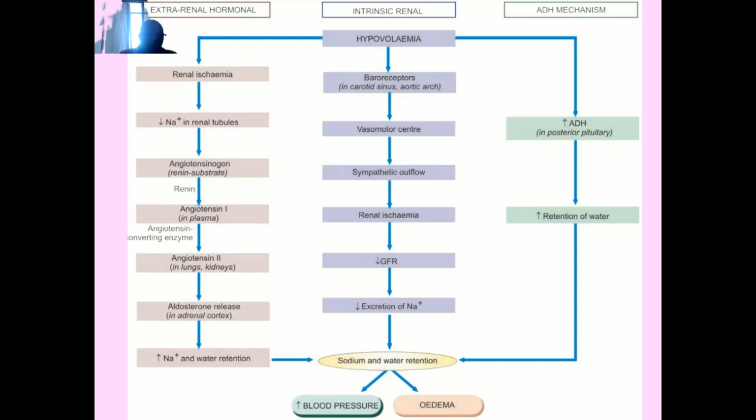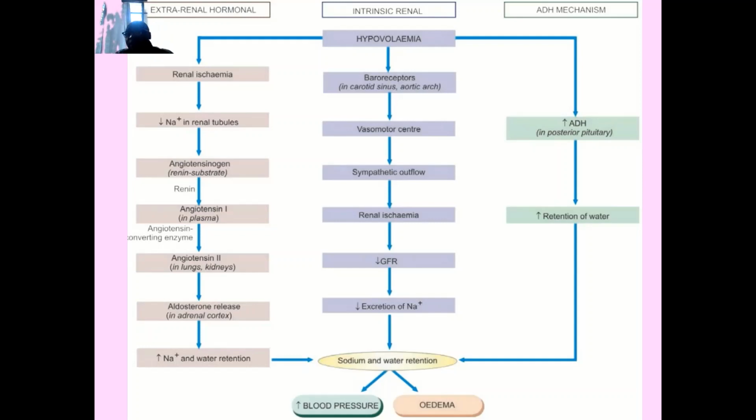Obviously, we don't want too much sodium and water, which can result in increased blood pressure or edema. Now, the intrinsic pathway is that there is hypovolemia again. The baroreceptors in the carotid and the aortic arch realize this. Then the vasomotor center in the brain is activated, with sympathetic flow. Renal ischemia results in reduced glomerular filtration, resulting in reduced excretion of sodium, and this results in sodium and water retention, which can cause edema or increased blood pressure.